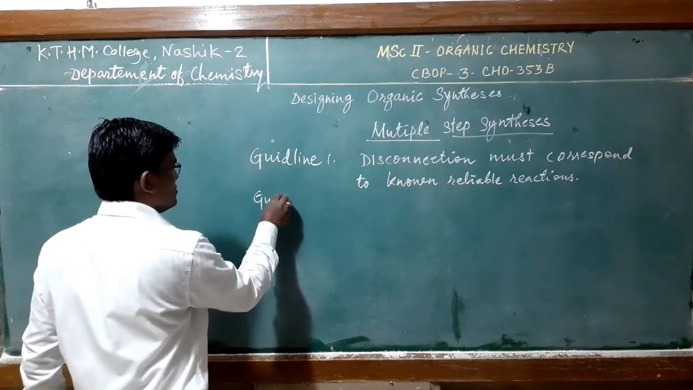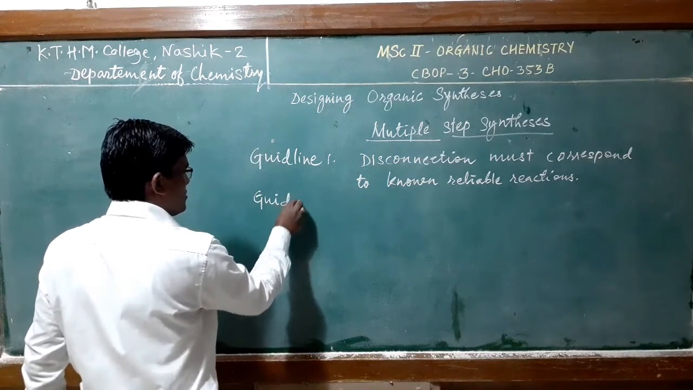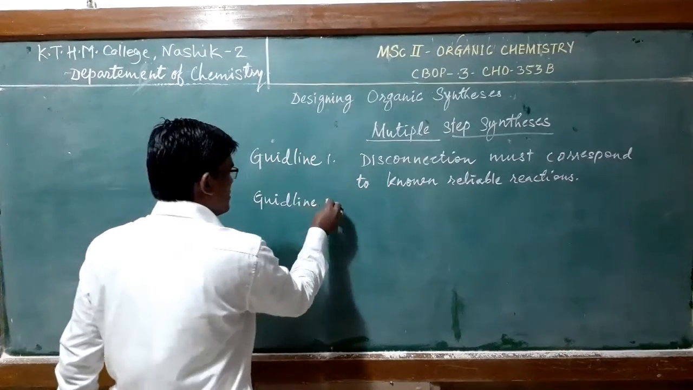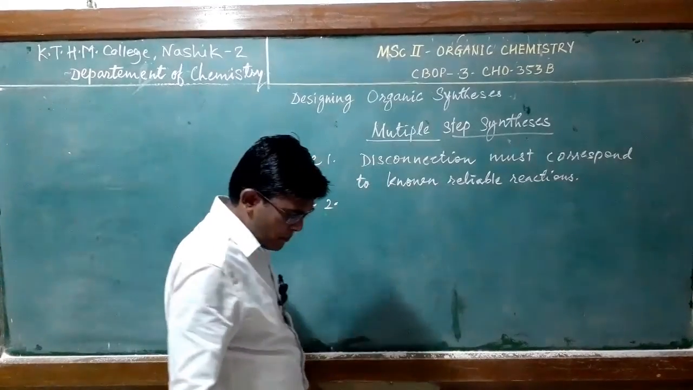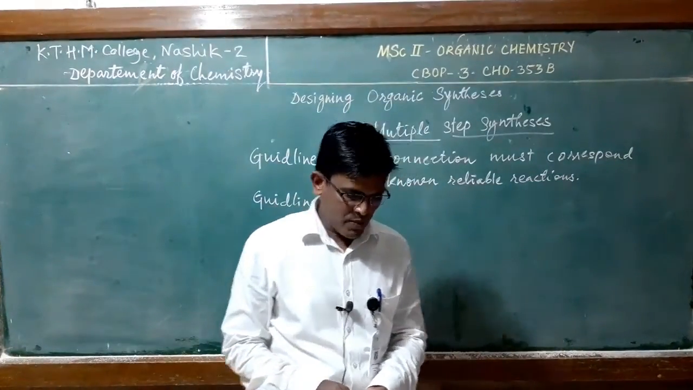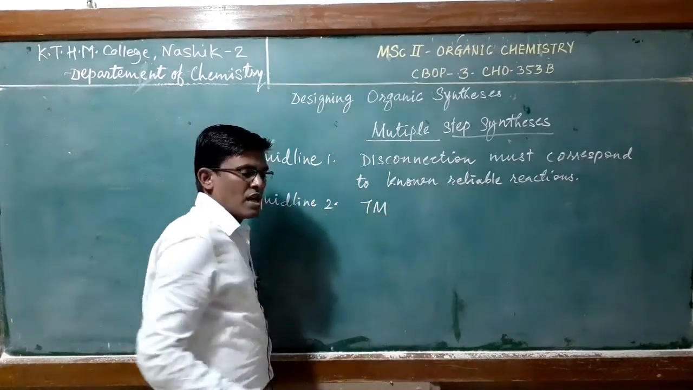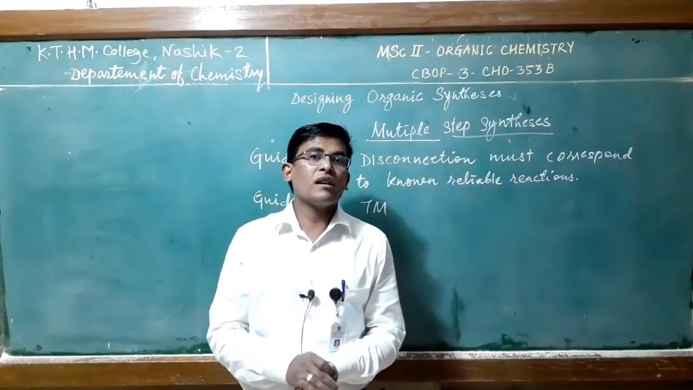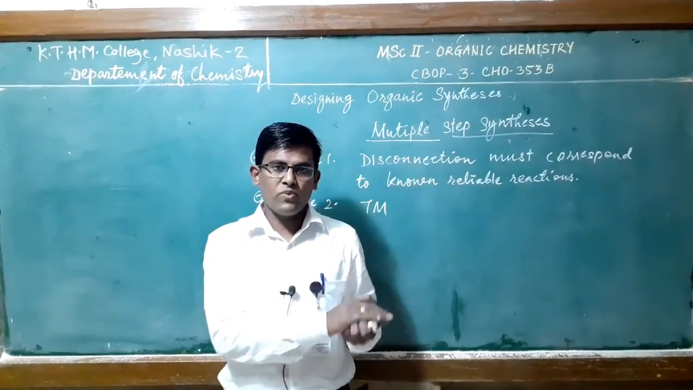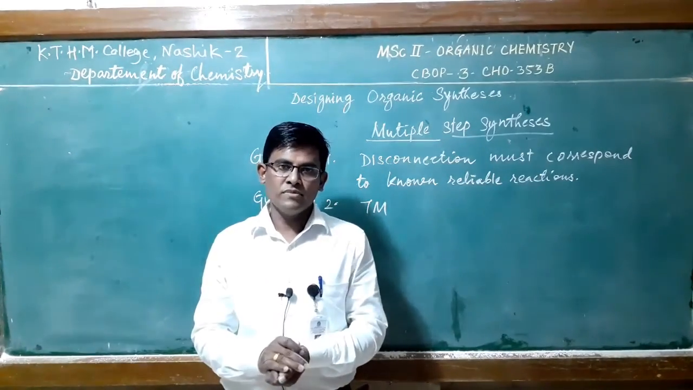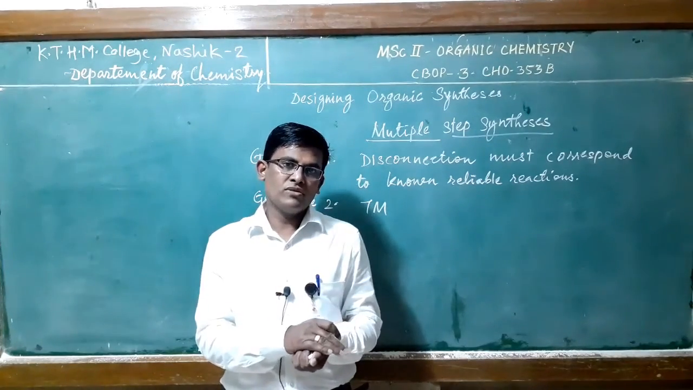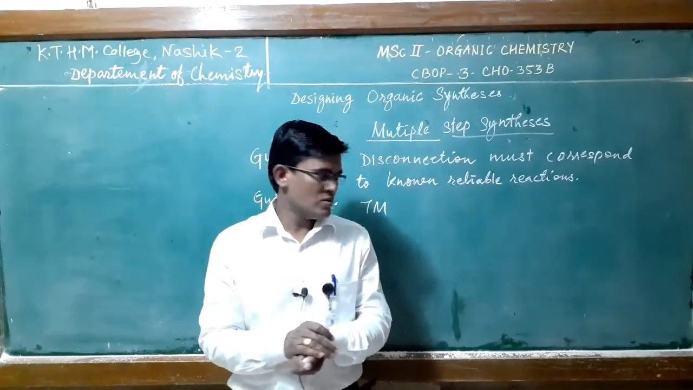Guideline 2 says that, suppose we consider a target molecule consisting of two parts, and these two parts are joined by a heteroatom, then your disconnection should be next to the heteroatom. Okay?